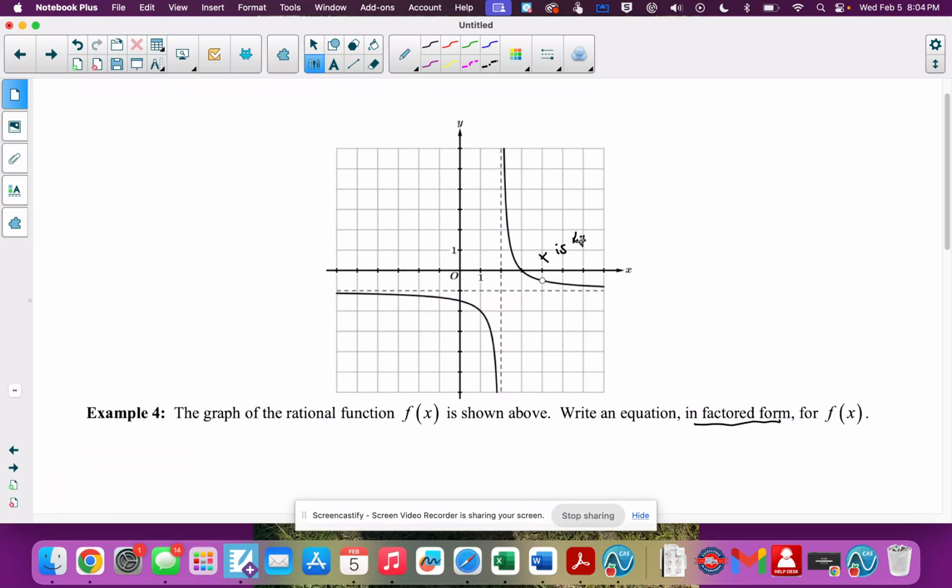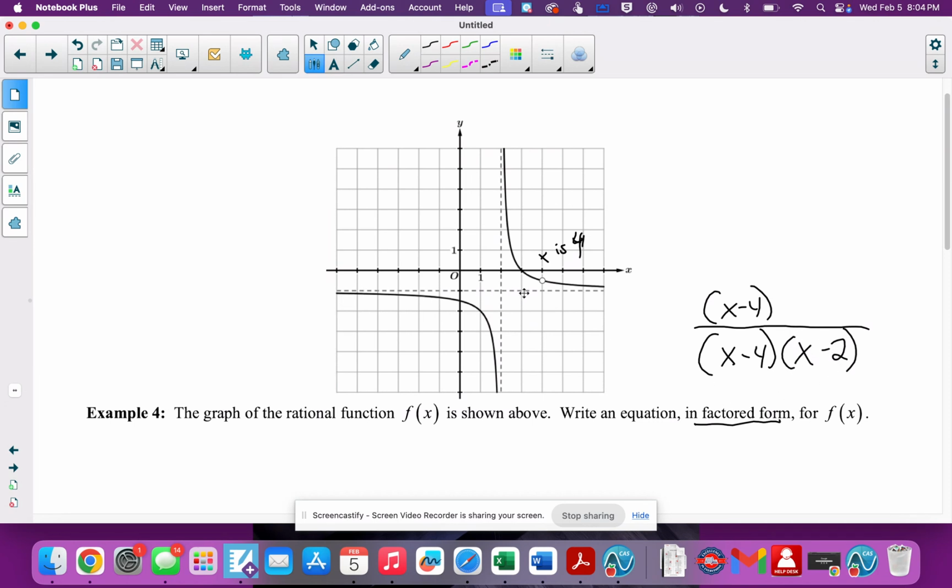Okay, so there's a hole at x equals 4, then I know for a fact that I have to have an x minus 4 on the bottom and an x minus 4 on the top, period. That's a hole. Okay, I have a vertical asymptote at x equals 2, which means the bottom, that's where my vertical asymptotes are, right, has to be x minus 2. Okay, I have a horizontal asymptote at -1.